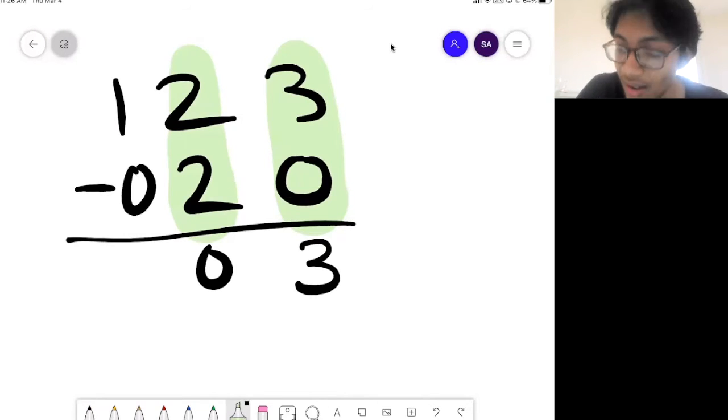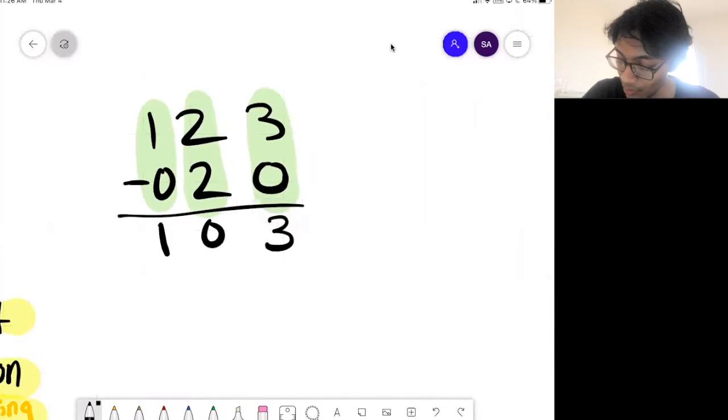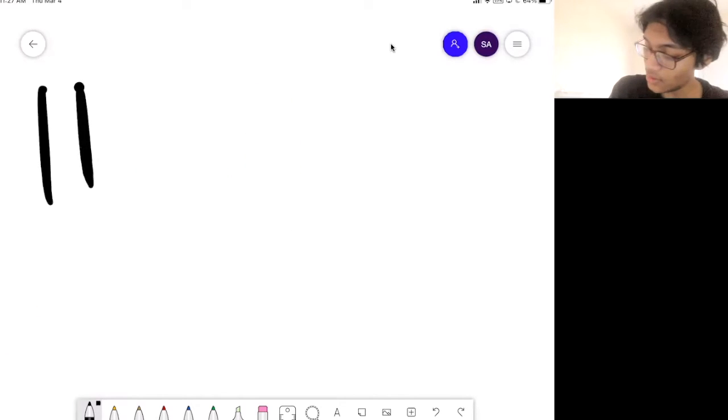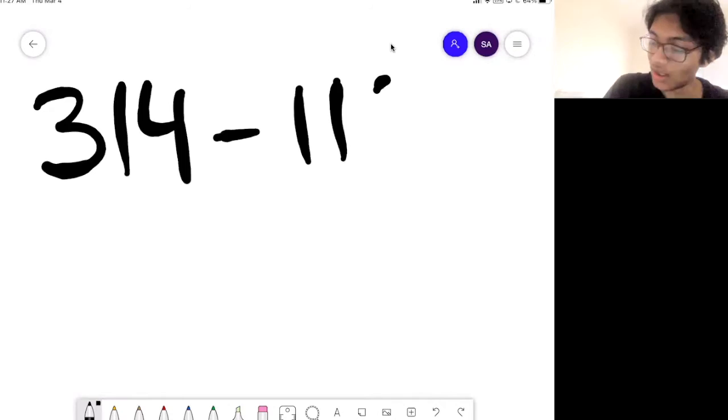So in my last column, I have 1 minus 0, and anything minus 0 is itself. So 1 minus 0 is itself, 1. So what's 123 minus 20? It's just going to be 103. Let's try 314 minus 112.